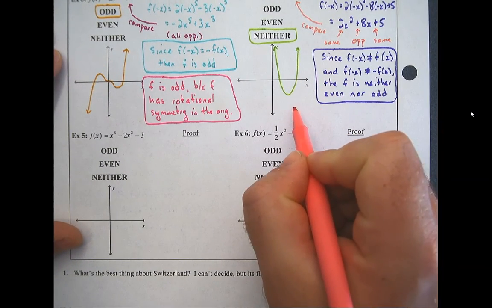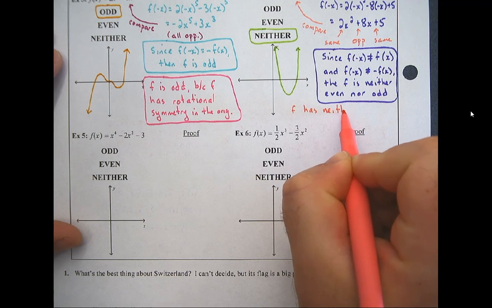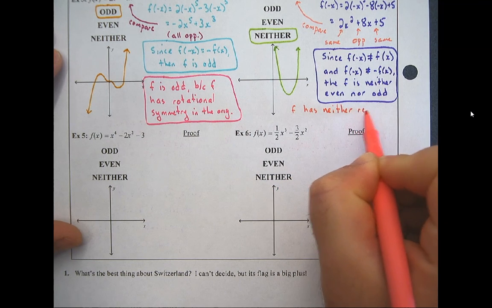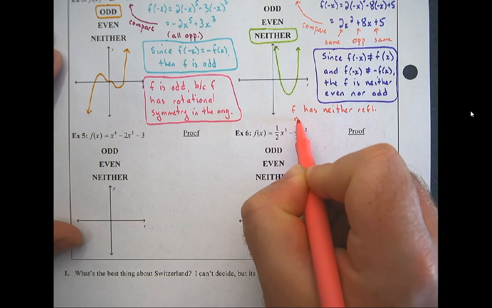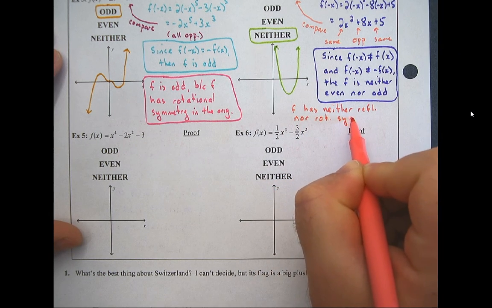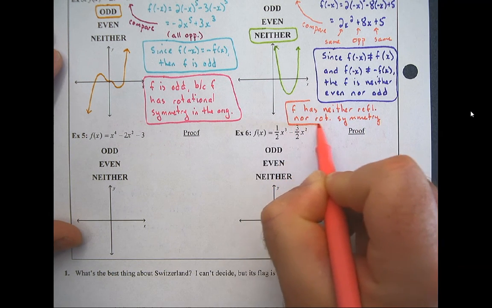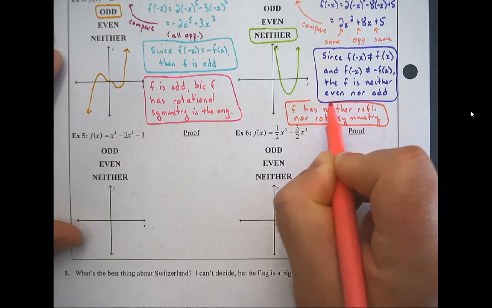F has neither reflective nor rotational symmetry. Didn't have a lot of room there, but squeezed it in.